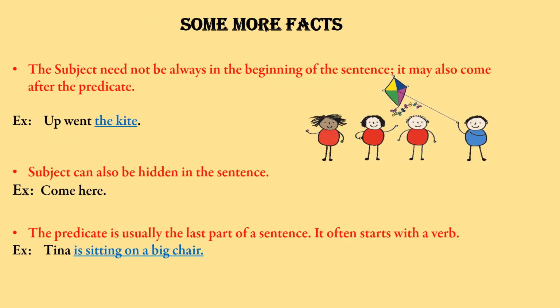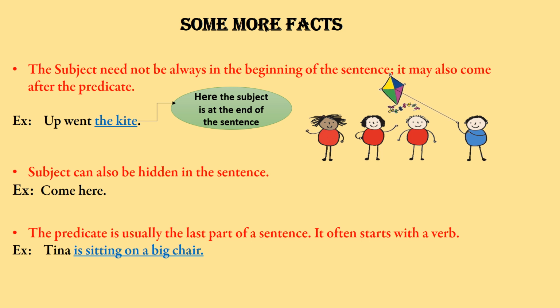Children, the subject need not be always in the beginning of the sentence. It may also come after the predicate. Let's see this example. Up went the kite. What's the subject here? The kite. So here the subject is at the end of the sentence.